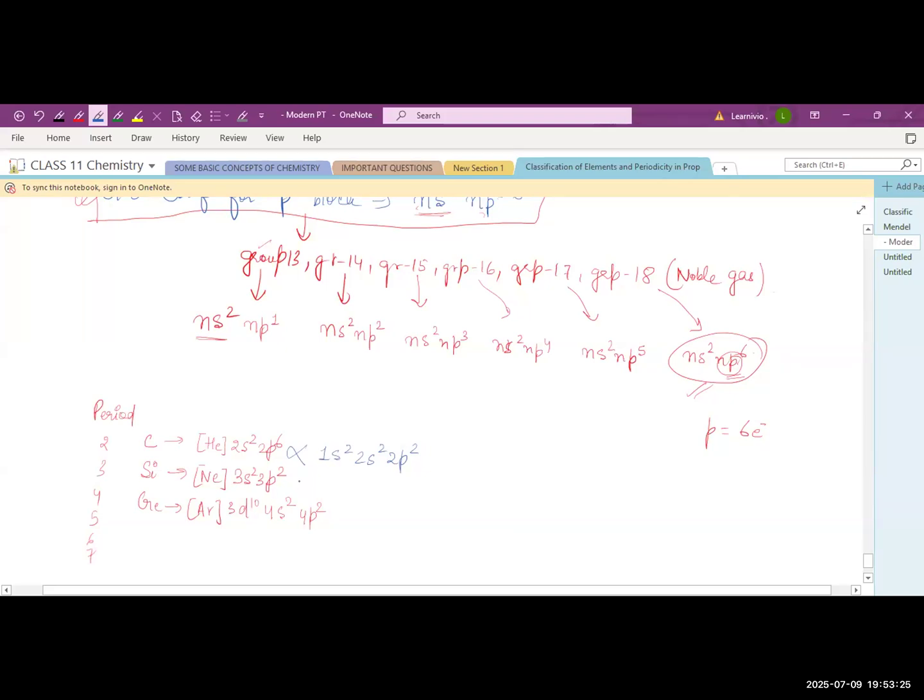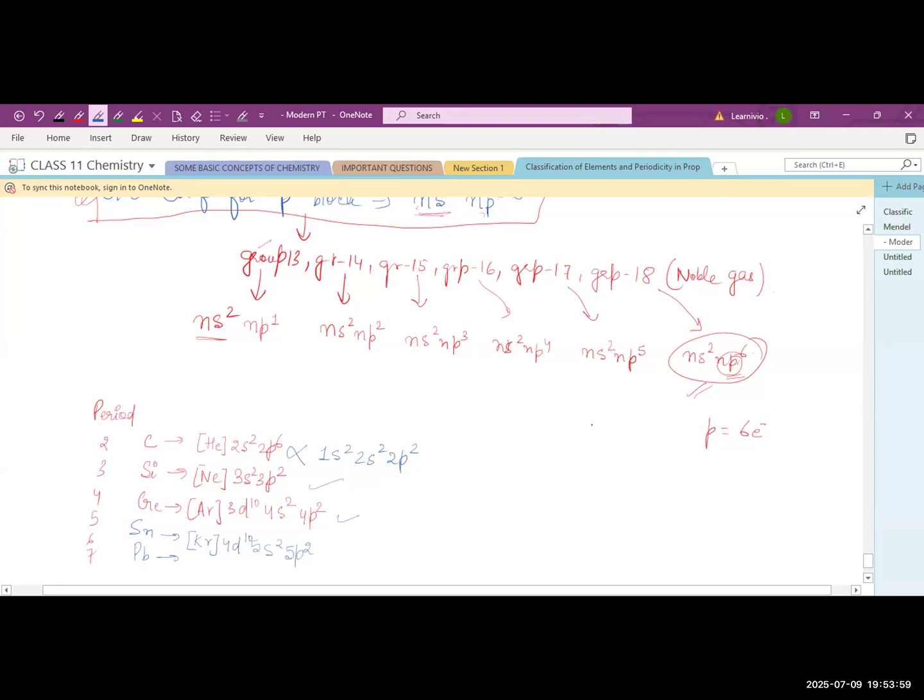And for neon, it is correct. For silicon, it is correct. Right? 10 plus 2 plus 2. For germanium, again, it's correct. Next one, tin. For tin, tell me the configuration. Kr 4d10 5s2 5p2. Yes. Correct.